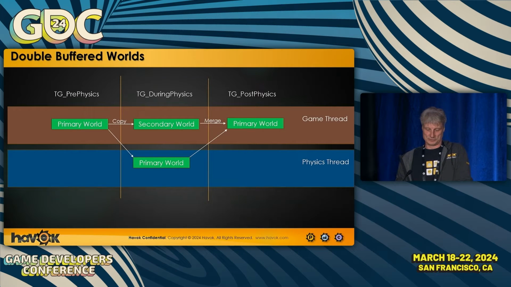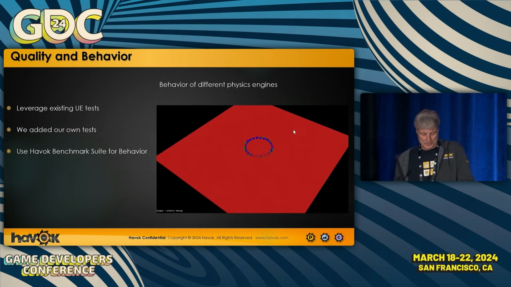Okay, so next interesting piece, I call it quality and behavior. Since we're replacing Chaos, it comes with tons of tests which we can just use. Also, Havok has lots of tests, obviously, so we can all use. I think we have 3,000 tests and 3,000 unit tests. They all continue to work. But for this talk, I think the interesting piece is the behavior difference.